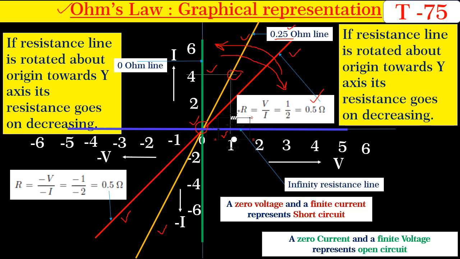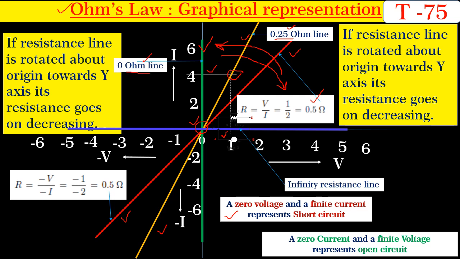Now, if I ask you, what is the resistance of the line which is lying along the y-axis, your answer should be 0. Because if you observe this line, the voltage here is 0 and current is finite, and there is a concept which we call it as a short circuit concept. A 0 voltage and a finite current represents a short circuit. It means if the resistance is short circuited, its value will be 0.